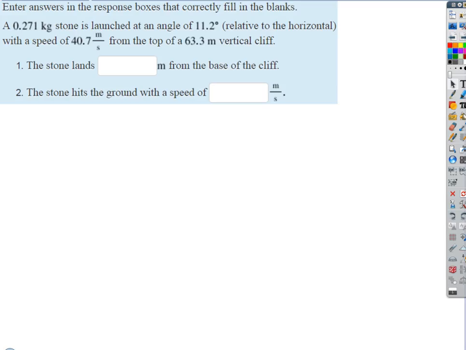The difference from what we've done before is that this stone is being launched at an angle, not horizontally. That makes things a little bit trickier potentially, but it's the same idea. What we want to figure out is how far the stone lands from the base of the cliff. Is this the one we were just trying to figure out? So if you've worked on this, let's talk about how to finish it.